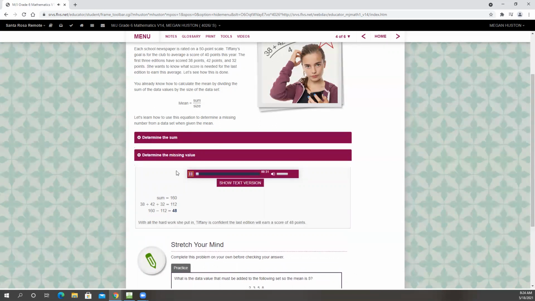Next, you must calculate the sum of the 3 known values. 38 plus 42 plus 32 equals 112. This indicates that the club has 112 points out of 160. The difference indicates the score the fourth edition of the newspaper must achieve for the club to reach the score. 160 minus 112 equals 48. So 48.